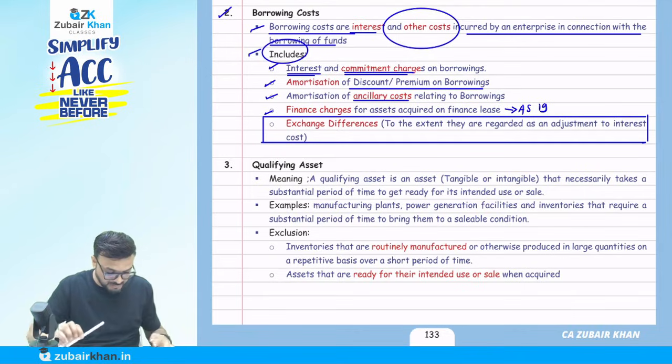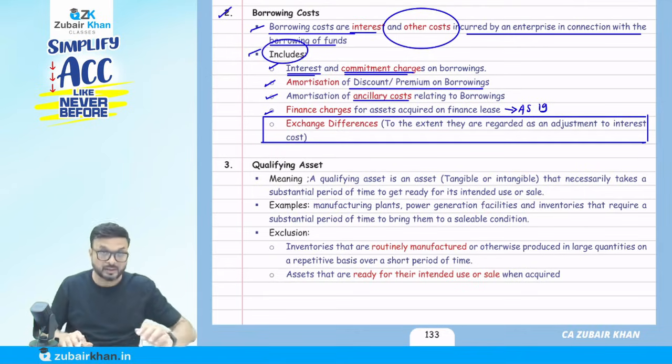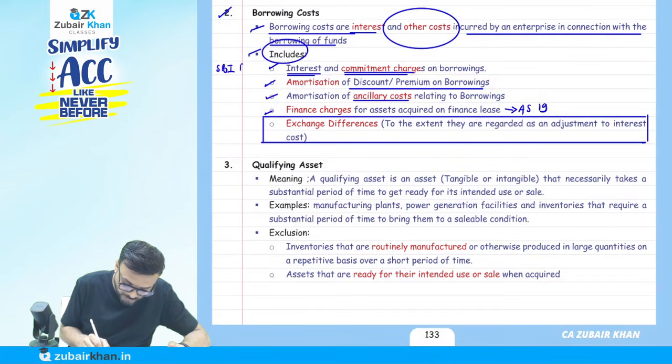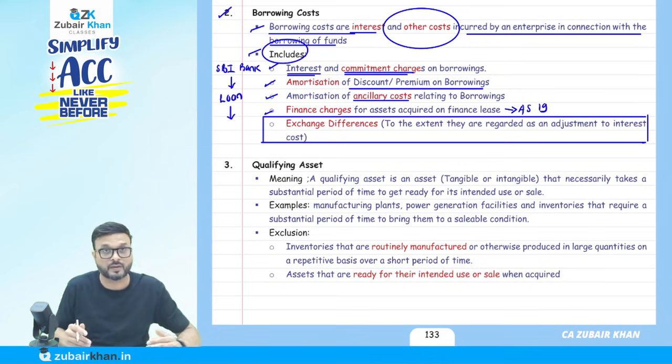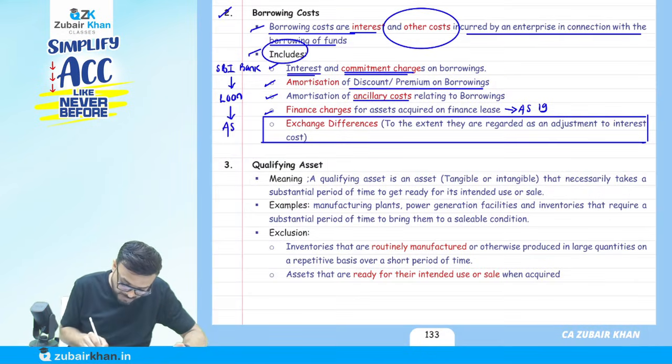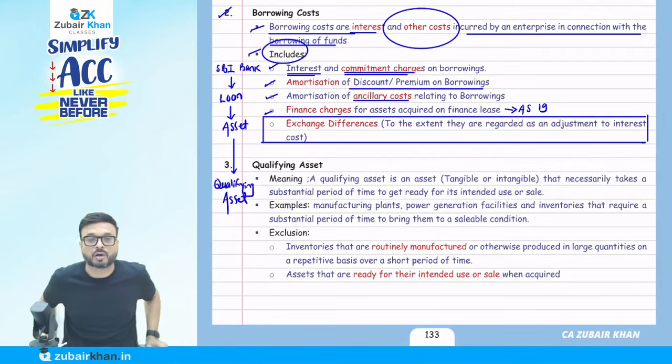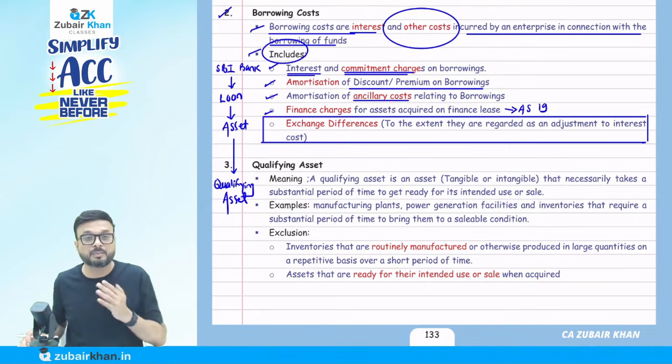What is the condition here? Suppose you took a loan from SBI Bank, State Bank of India, for the purpose of an asset, to do the construction of the asset or to purchase the asset. But the condition is that the asset should be a qualifying asset. First of all, you have to understand the meaning. Then I will tell you the treatment. Treatment we'll discuss later on. First, you have to understand the meaning here.